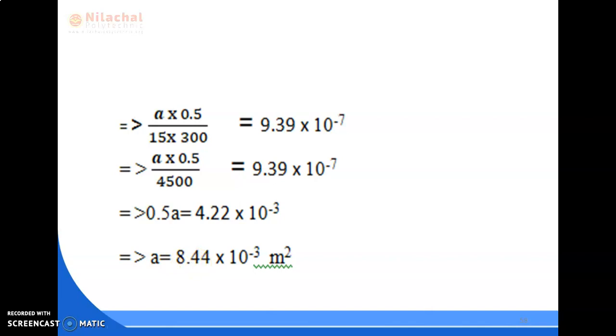But actually we have to find the diameter of the standpipe. Again we know area equal to pi by 4 d square. Here d is unknown. By putting this value, 8.44 into 10 to the minus 3 equal to pi by 4 d square, we can calculate the d value. This is 0.1 meter. This is our answer. You can solve it.